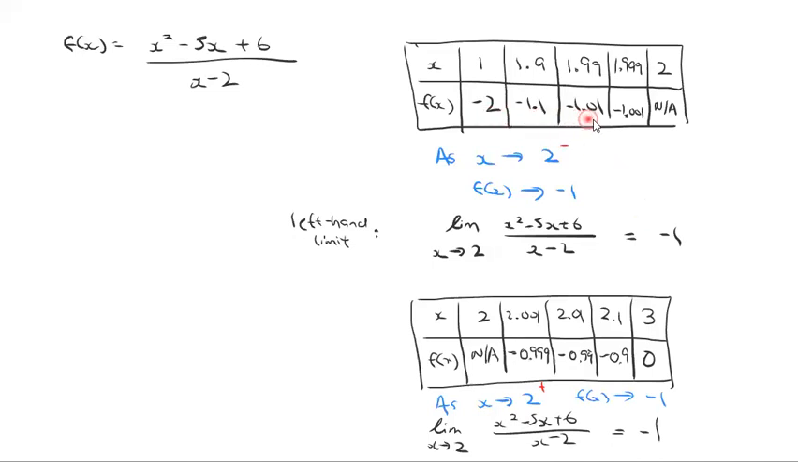Are we approaching -1 from a more negative number or from a more positive number? More negative? Exactly. So more specifically, we should write -1 on the negative side. And similarly here, when we approach 2 from 3, we are approaching it from the positive side.